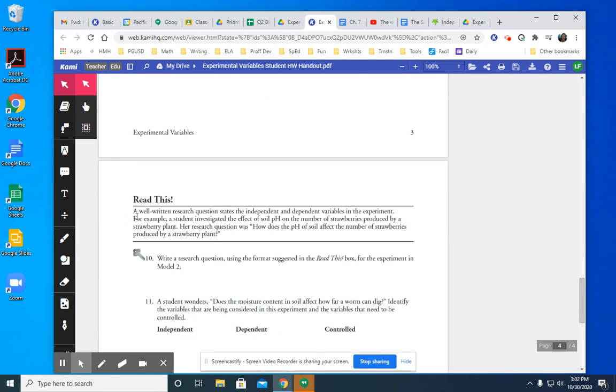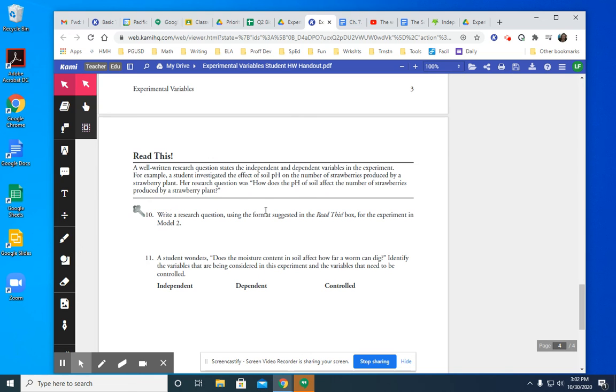Read this. A well-written research question states the independent and dependent variables in the experiment. For example, a student investigated the effect of soil pH on the number of strawberries produced by a strawberry plant. Her research question was, how does the pH of soil affect the number of strawberries produced by a strawberry plant?